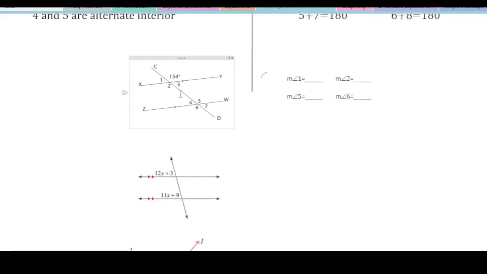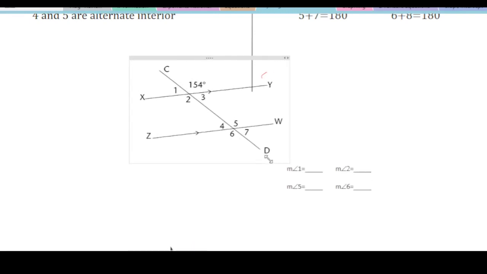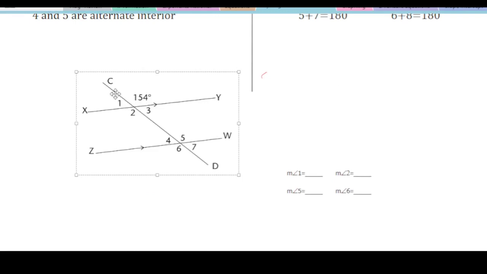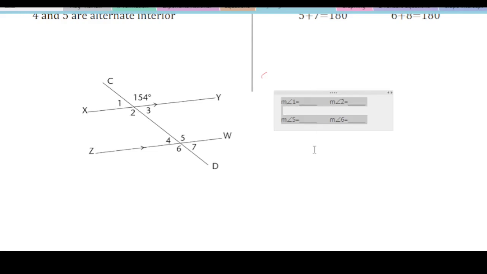Let's look at an example. In this picture, they're giving us the measure of this angle here, and we are supposed to be finding the measure of these other angles. Noticing that this angle is 154 degrees, that means right across from that is another 154. So angle 2 is 154. It's because it's vertical, but we can see that they are the same measure.